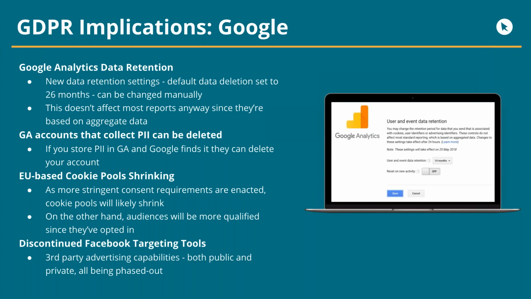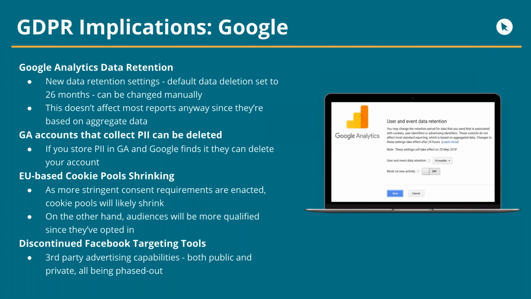So if you store personally identifiable information in GA, that's actually illegal and they can delete your account. We understand that they're going to focus this more on European-based companies first, but definitely make sure that you're not illegally storing any personally identifiable information.